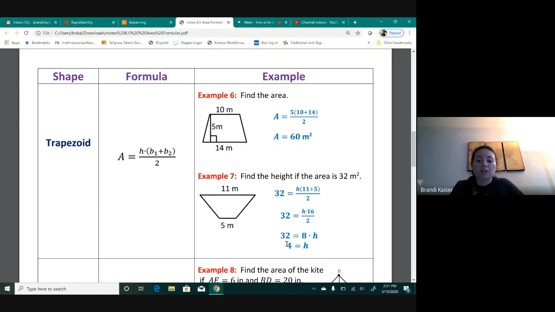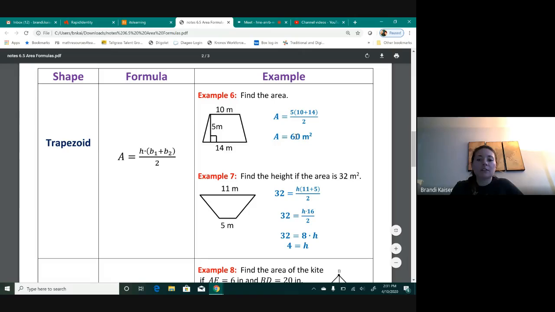8 is 4. So the whole height of this trapezoid, if we were to draw in a dotted line with a right angle, it would be 4 meters. That's our final answer. Okay, so again, be really careful about where you plug in information when you're using the formulas.